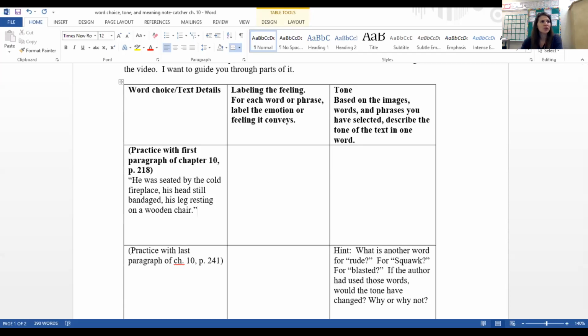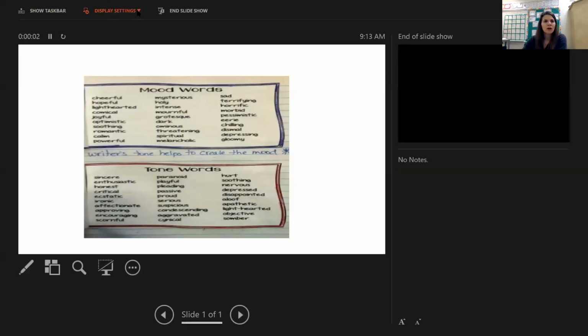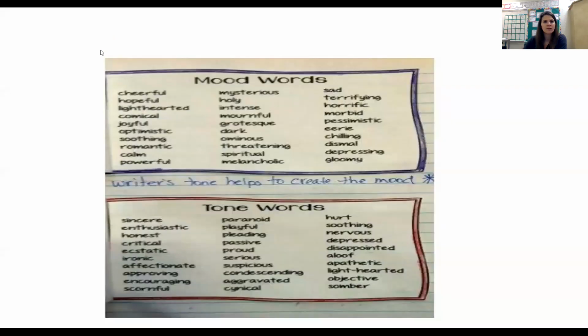So I'm going to switch my share for just a second, and we're going to take a look at the mood and tone words. If you would please go to your interactive notebook where we took our notes on mood and tone, and we had created these charts. So actually I had given these to you. We're going to focus on these ones at the top.